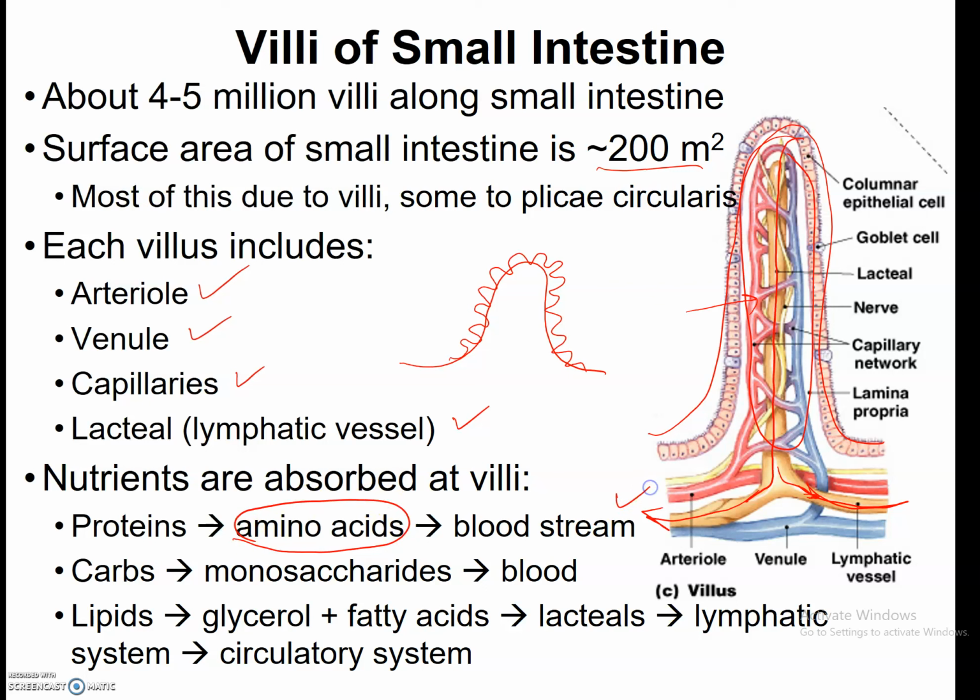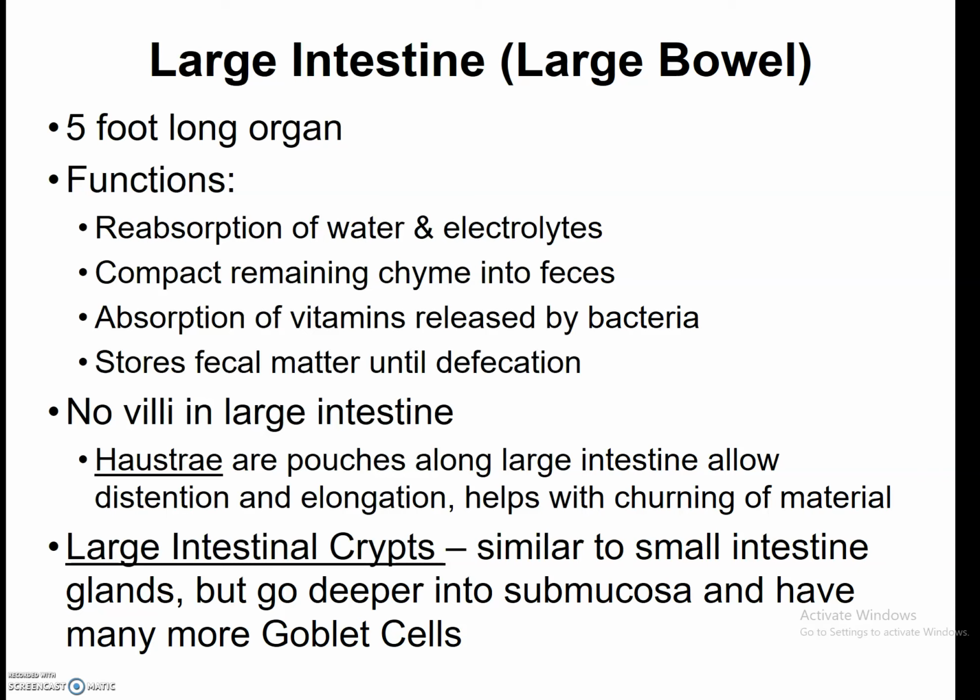They go into the bloodstream. Carbohydrates get broken down into monosaccharides like glucose, absorbed into the bloodstream. Lipids get broken into glycerol and fatty acid. Those go into the lacteals and then eventually into the lymphatic system and dumped into the heart in the circulatory system. Now on to the large intestine.